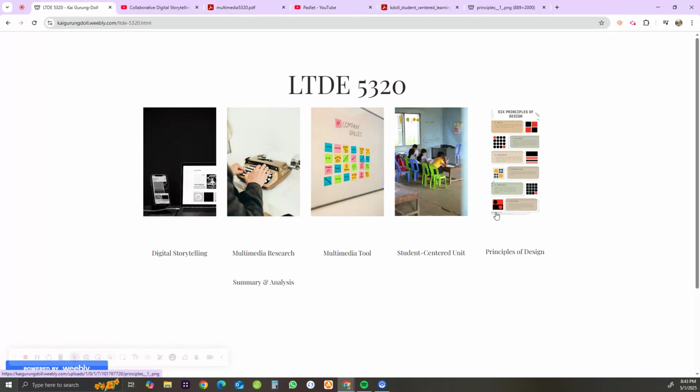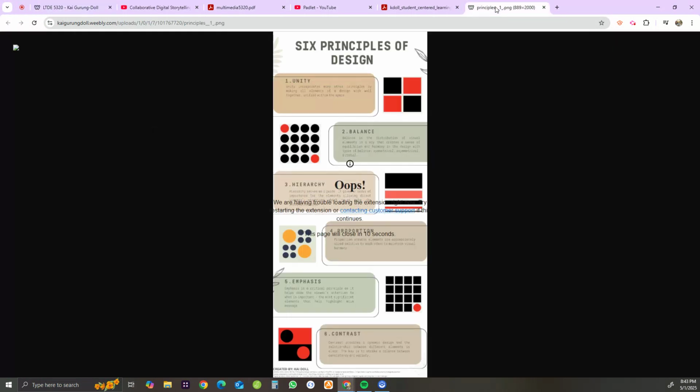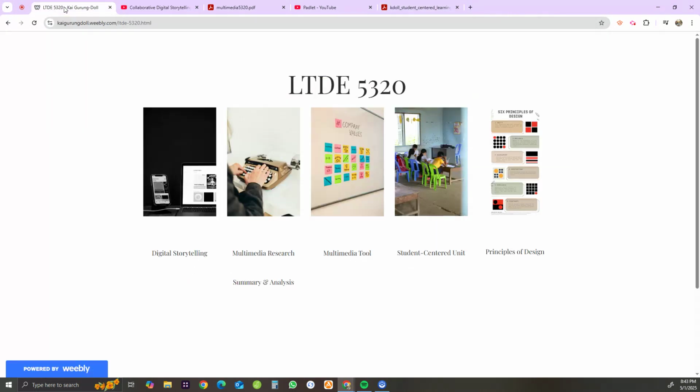And the last one is the principles of design, which is here. I started with just 6 of them, which were unity, balance, hierarchy, proportion, emphasis, and contrast. But when I researched this, there were so many subcategories within these. I chose these 6, but that doesn't mean it's just these 6 itself. There are others as well that you can look into, but it was just interesting to learn all that.